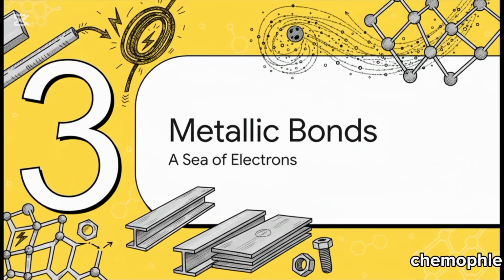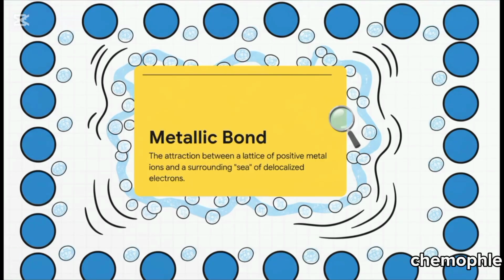Okay, on to our final bond type. And this one, well, it's in a category all by itself. Metallic bonding is what happens between metal atoms, and its totally unique structure is the reason metals are so darn useful. The key phrase here, the one you've got to remember, is this idea of a sea of delocalized electrons.